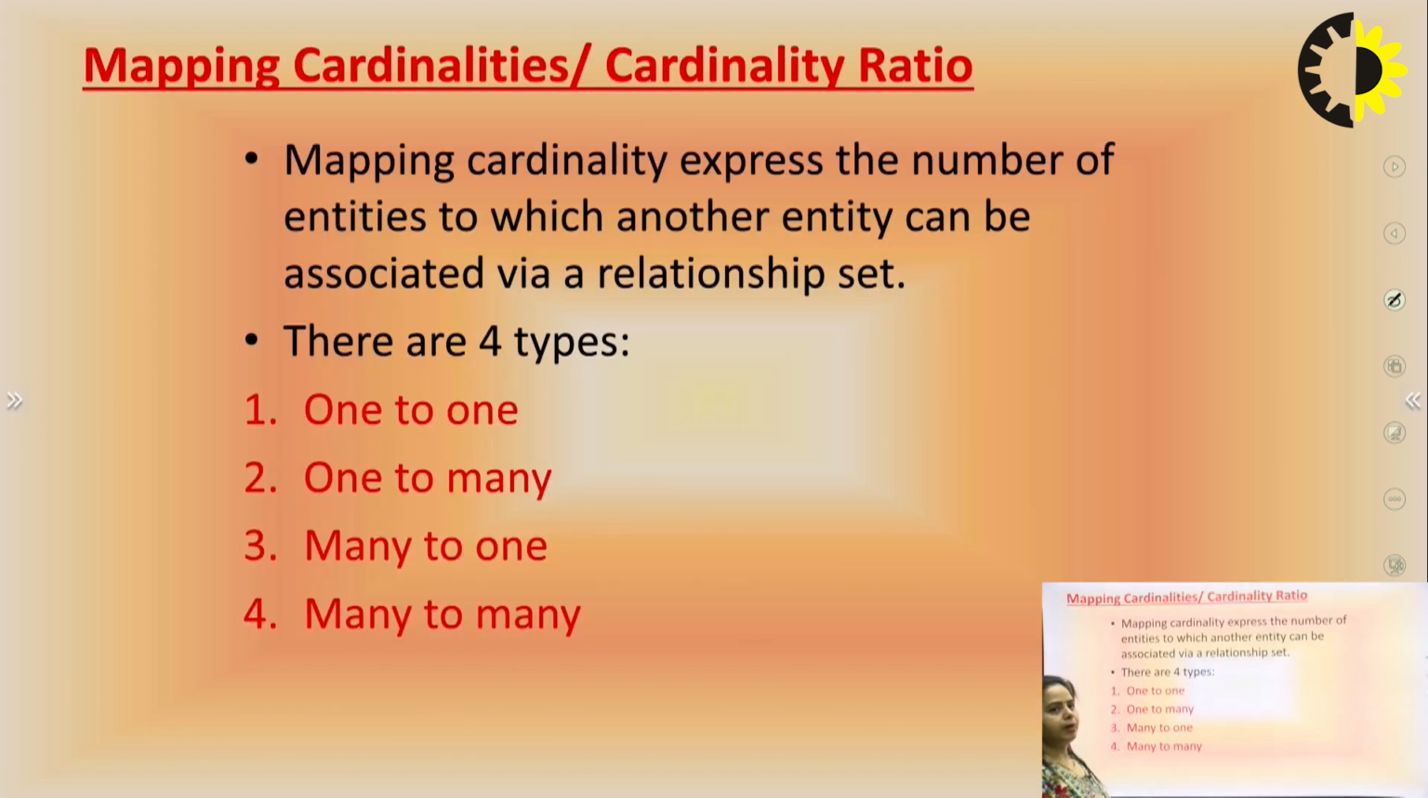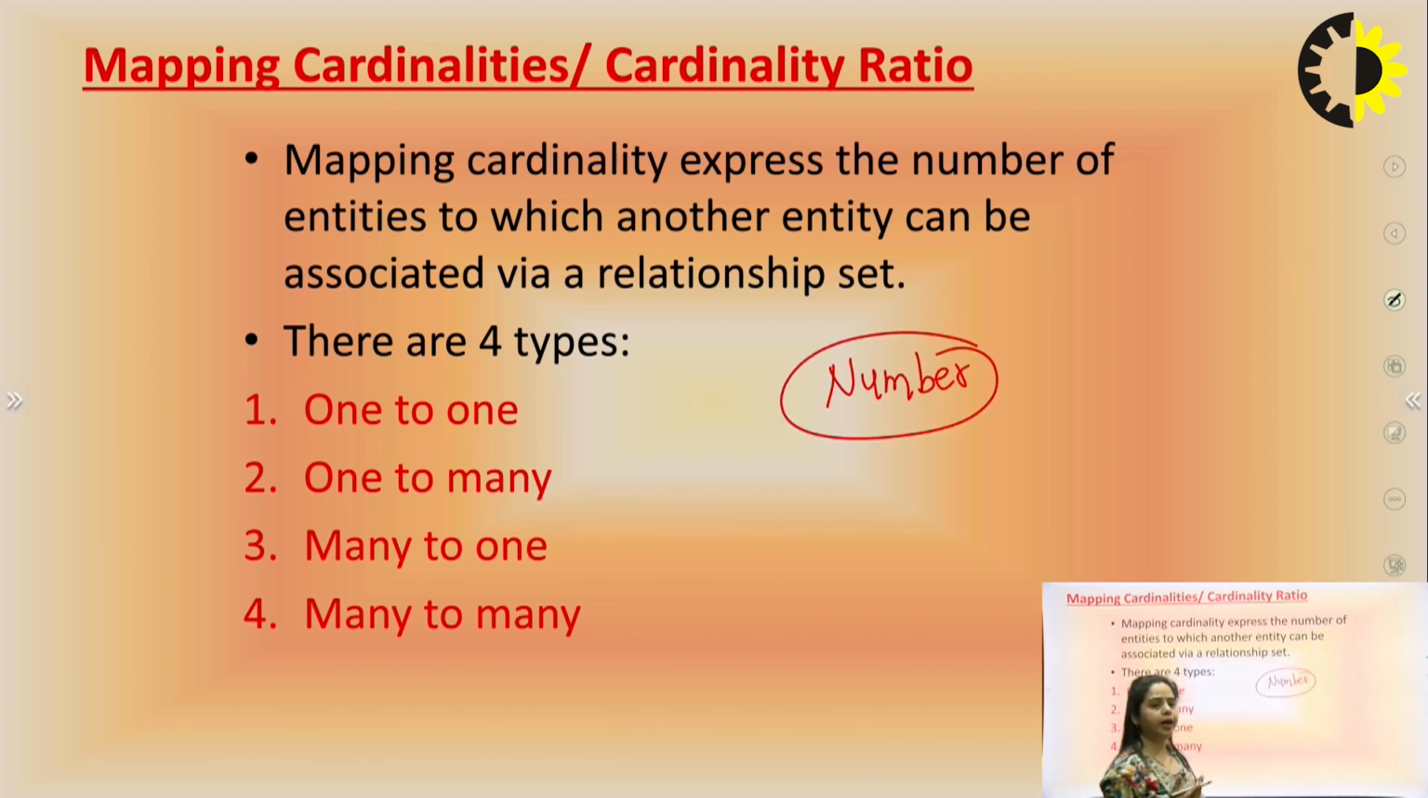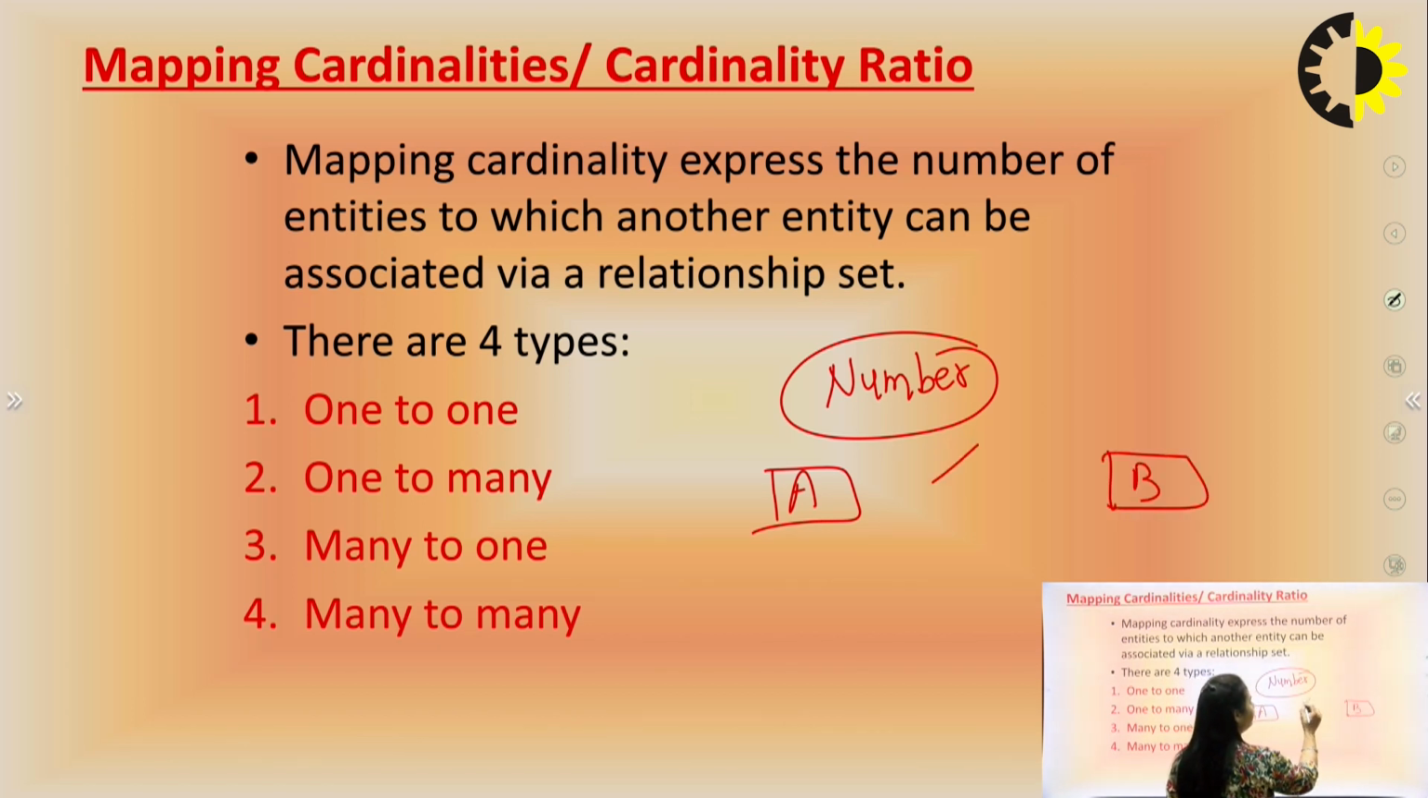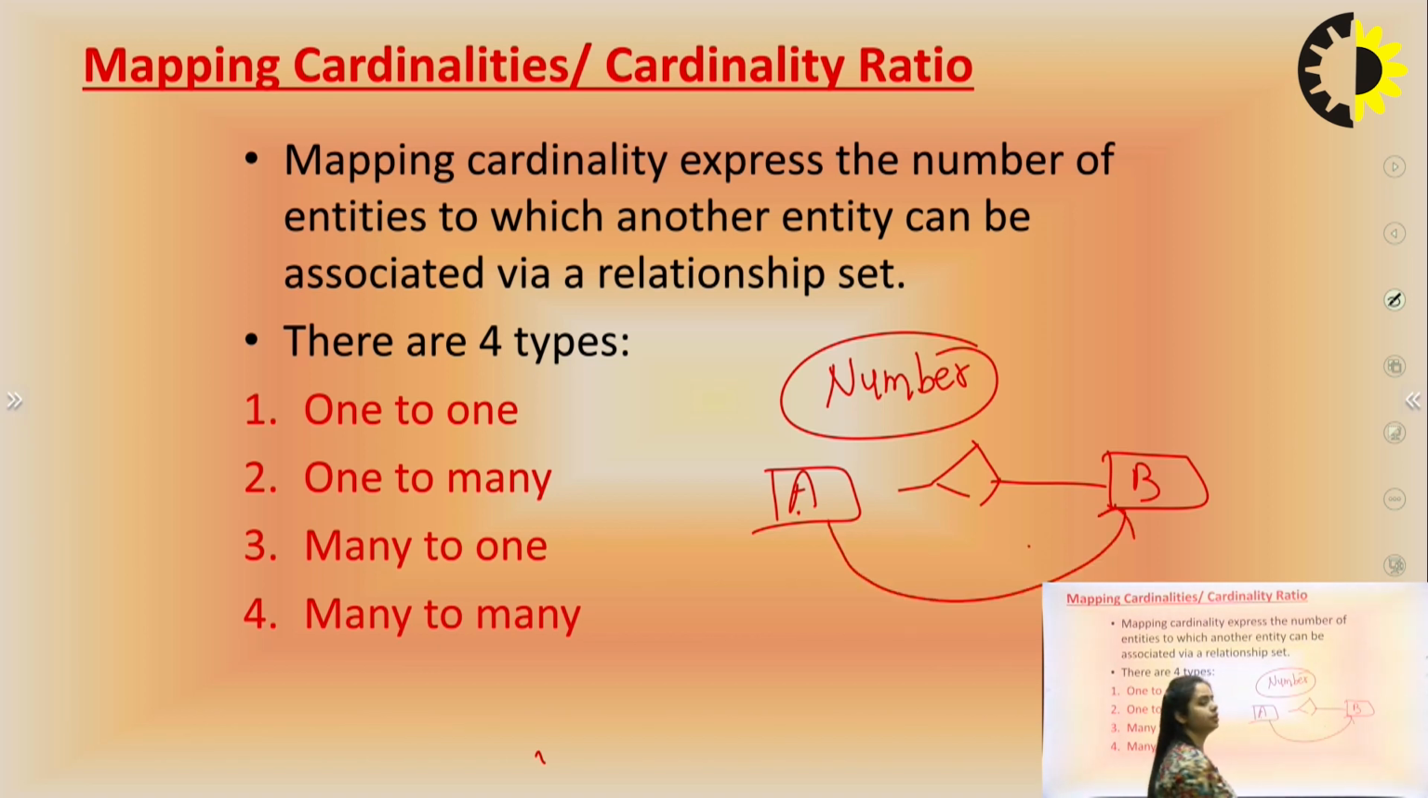The next topic is mapping cardinalities, or cardinalities ratio. What is that ratio? Basically, it is a number. What kind of number is it? If we have a relationship between two entities, A and B, and we have some relation between them, how many entities can we associate with A? How many are associated with A or B is known as mapping cardinality or cardinalities ratio.